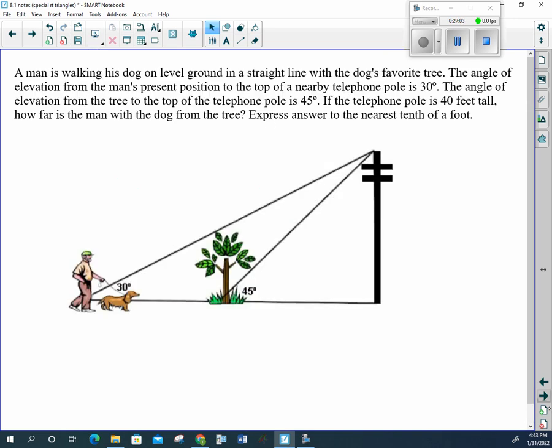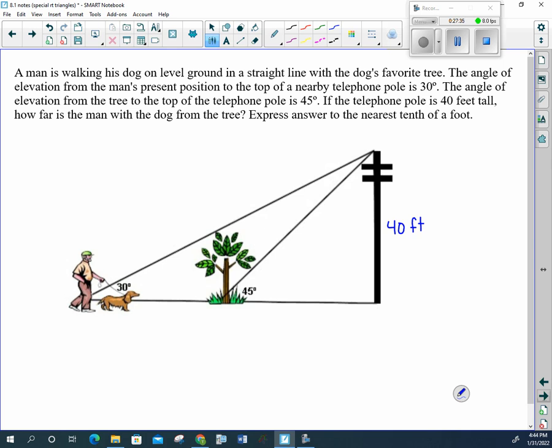Okay, last one. A man is walking his dog on level ground in a straight line with the dog's favorite tree. The angle of elevation from the man's present position to the top of a nearby telephone pole is 30 degrees. Okay, that's drawn in your picture. The angle of elevation from the tree to the top of the telephone pole is 45 degrees. That's drawn in our picture. And it says if the telephone pole is 40 feet tall, so our telephone pole is 40 feet, how far is the man with the dog from the tree? Express your answer to the nearest tenth of a foot.